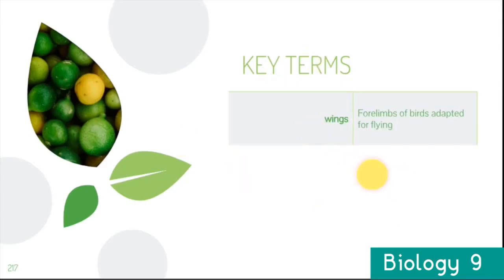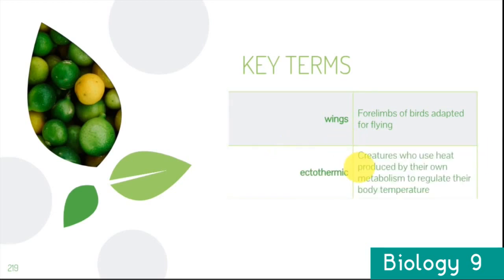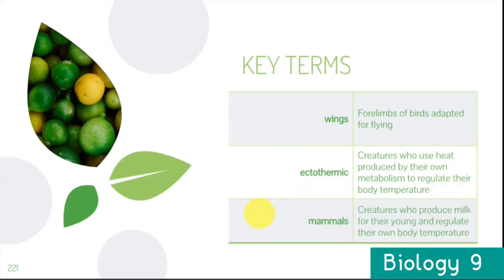Okay, it's time for a few key terms. Wings we spoke about, the class Aves, the birds have got wings, and they are the forelimbs of birds that are adapted for flying. Endothermic, we mentioned this a few times. This is creatures who use heat produced by their own metabolism to regulate their body temperature. Mammals can be defined as creatures who produce milk for their young and regulate their own body temperature.